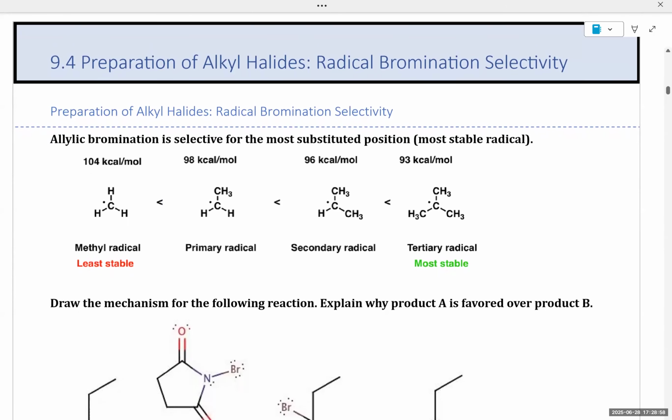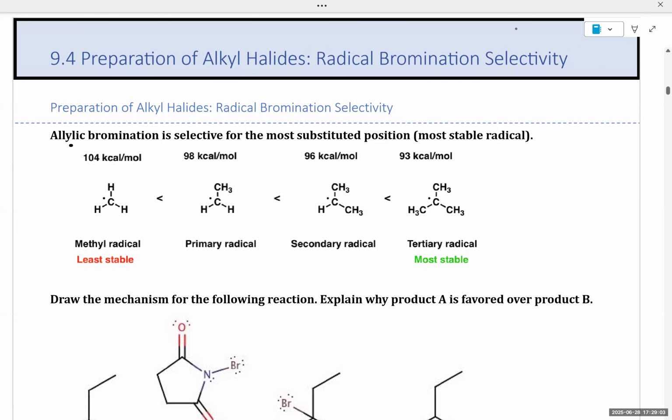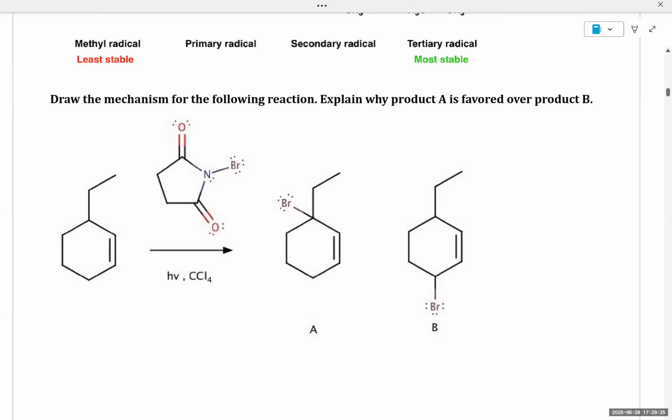Now, when we talk about the radical bromination selectivity, allylic bromination is selective for the most substituted position, which makes the most stable radical. As we discussed previously, the most substituted radicals are the most stable. Radicals can be stabilized via hyperconjugation. So with that in mind, let's try to apply what we've learned and draw a mechanism for the following reaction. And I'd like you to explain why product A is favored over product B.